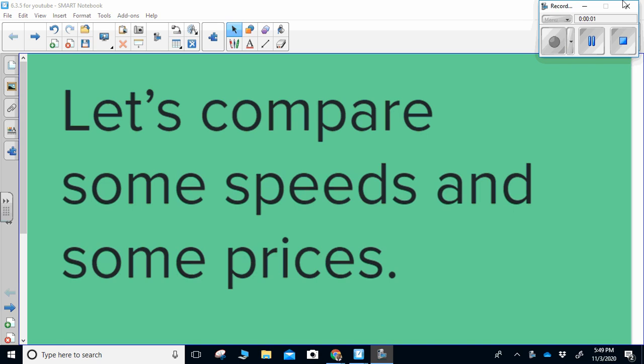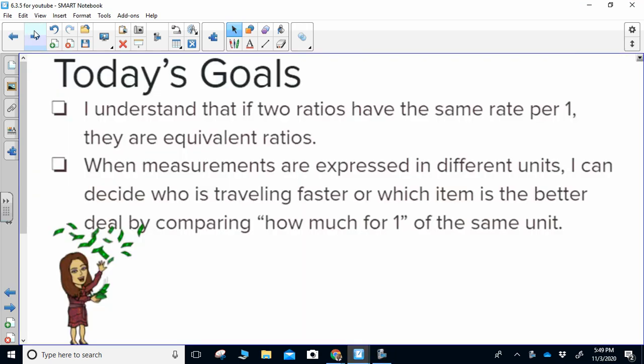I need you to be working, please, on page 35 in your notebook and copy down what I write here. So today's lesson is let's compare some speeds and some prices. And so you know, because we're talking about comparisons, that we're going to be using ratio tables, which I like to call T-charts. So let's get started.